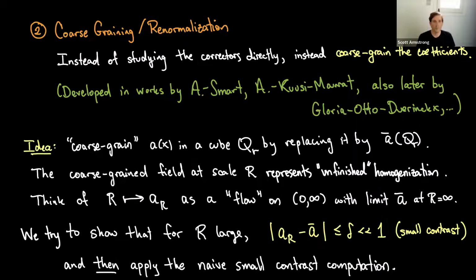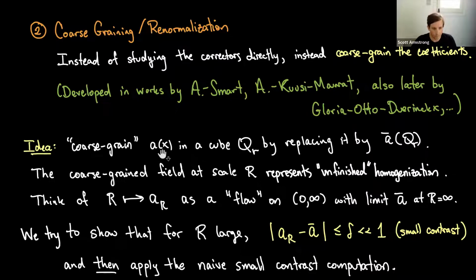Method number 2 is the method that we developed later. So we started working first with Charlie Smart, and then with Tuomo Kuusi and Jean-Christophe Mourrat on a different idea, but motivated by the desire to prove results like this, okay? So our ideas are about coarse-graining. So now I come to the title of my talk.